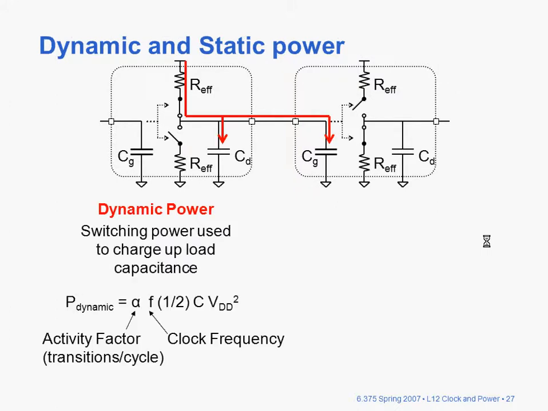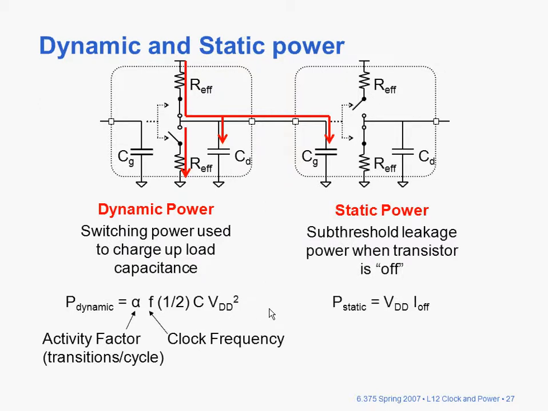Anyway, dynamic power, as you know, is the switching power used to charge up a load capacitance or discharge it for that matter. Basically, you can say the dynamic power is equal to some activity factor of the logic present there, times the clock frequency, times the 1/2 for half the duty cycle, times the capacitance seen by the load, times VDD squared. The static power dissipation is simply VDD, the power supply, times the off current of those devices.